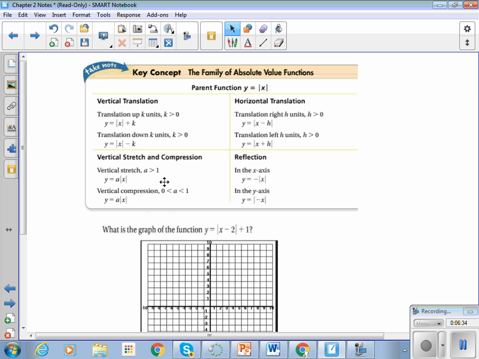If we want to compress it vertically, we multiply our absolute value function by a number between 0 and 1. A reflection about the x-axis is taking our absolute value function and putting a minus sign in front of it. And our reflection about the y-axis is taking our x values and replacing them with negative x. So, briefly write these down.